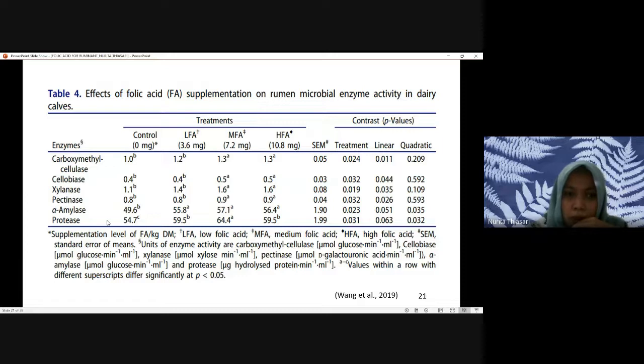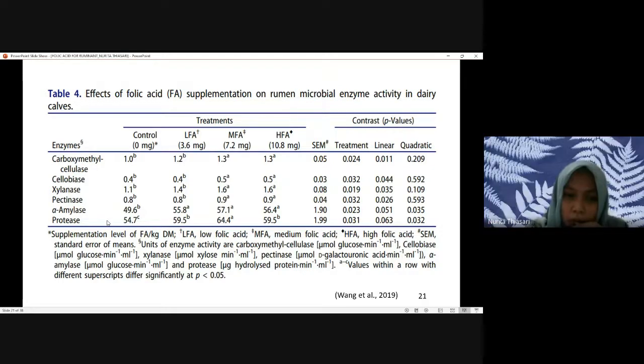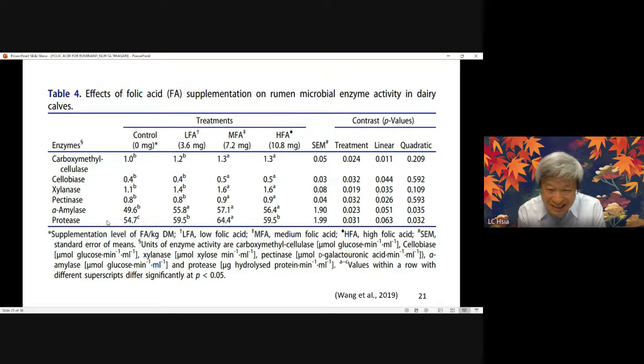From this table, with the increasing of the folic acid will increase the enzyme activity because, as I mentioned before, the population of the bacteria will increase, then the microbial enzyme also increases. Is it? Or maybe I have a wrong understanding about the question? No, you didn't misunderstand, but your answer is not quite a good one. Sorry about that. I have to learn more, Professor.